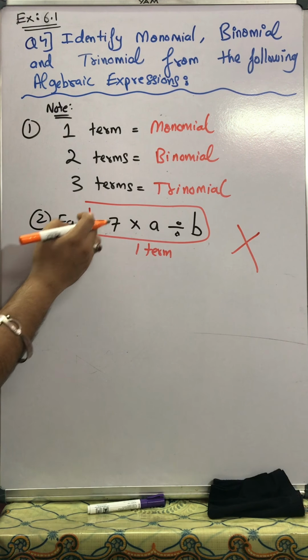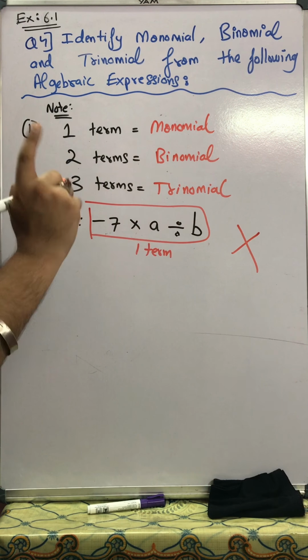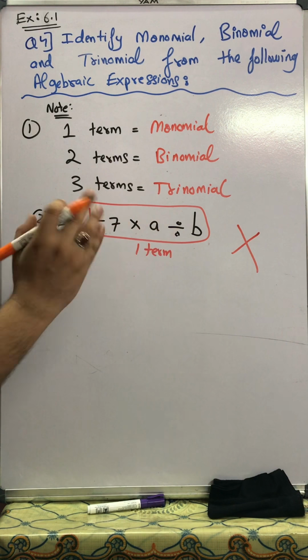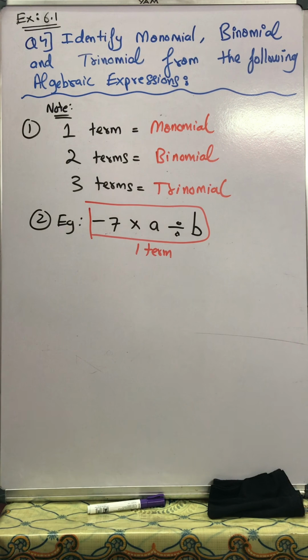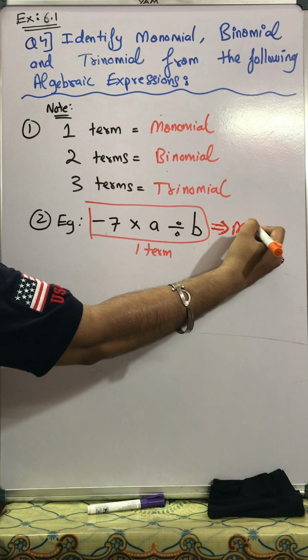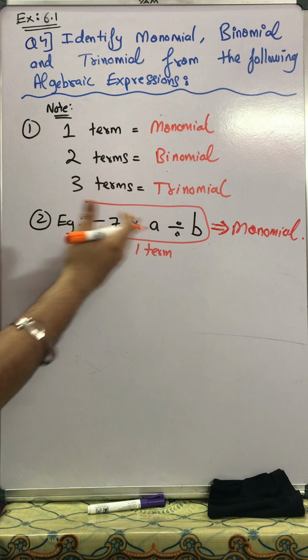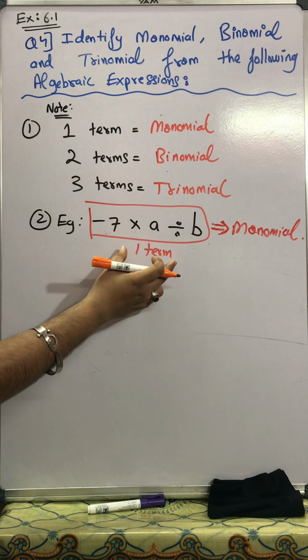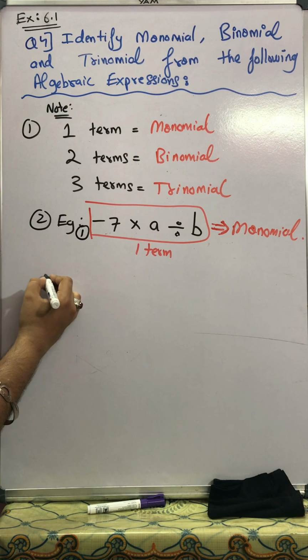So minus 7 multiplied by A divided by B, this all is one term. Multiplication and division do not create terms. So it's nothing but one term. Okay, so this is what? This is a monomial. So if this question is given, identify the algebraic expression, you should know this is one term only and it's a monomial. So after looking at the first example, let's see something else.